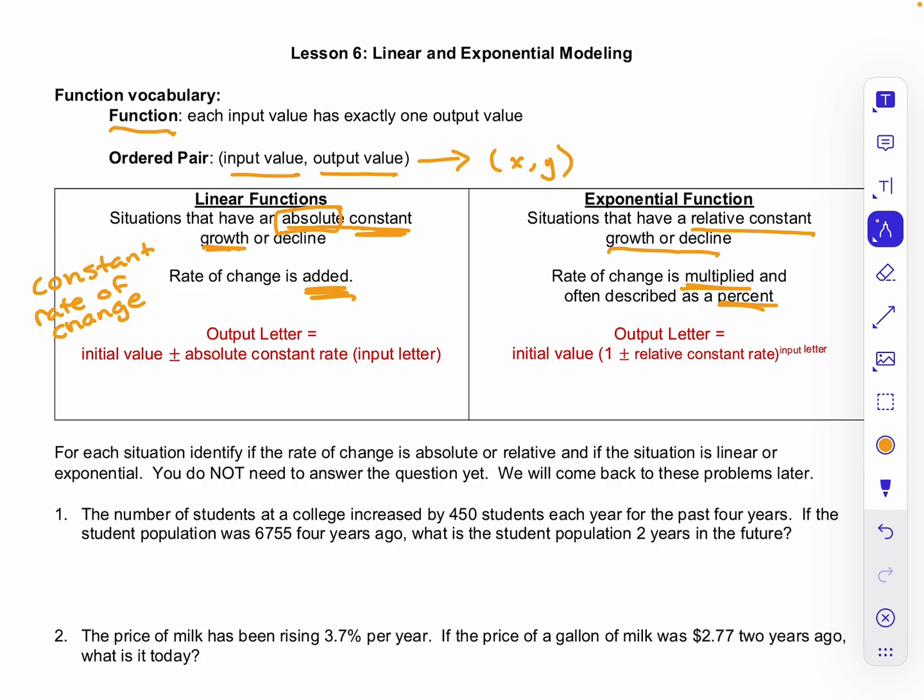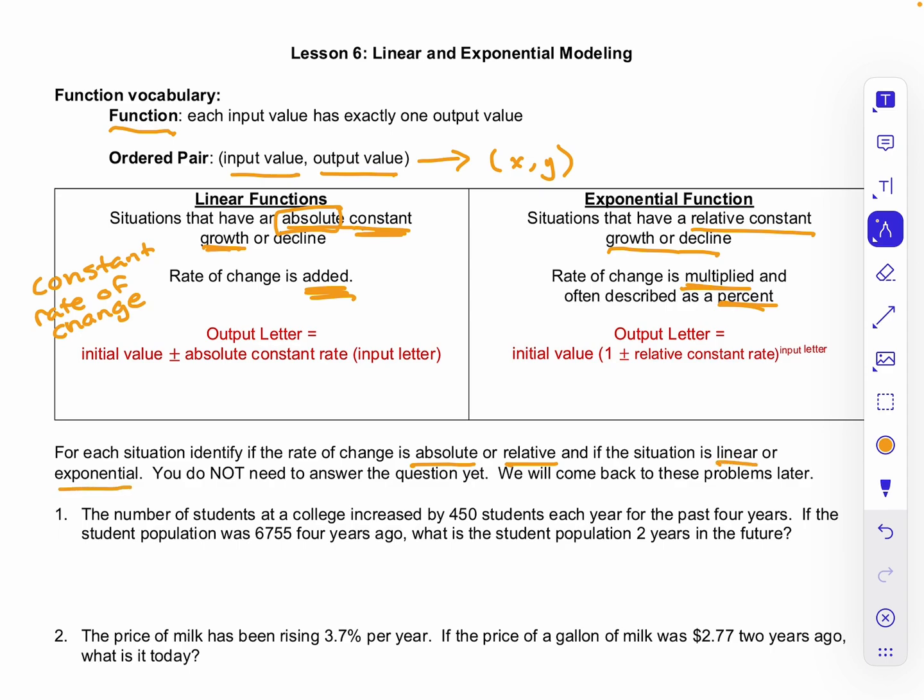So we have our absolute, we have our relative. And you'll notice here that I did give you sort of a generalization for an equation for either of these. We're going to come back to that in a later video. For now, the focus is linear, have that absolute constant rate of change. It's being added every unit of time, versus exponential have that percent or relative constant growth, which is going to be multiplied every time. So we're going to look at two situations, and here's what we're basically going to do. We want to figure out, is the rate of change absolute or relative? And therefore, is the situation linear or exponential?